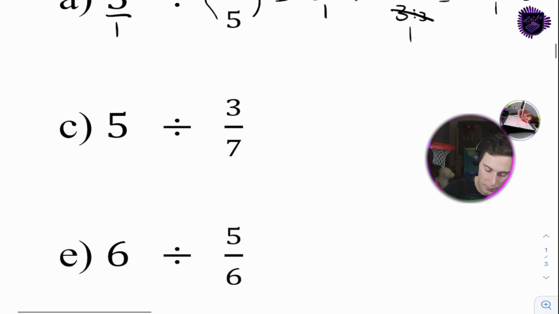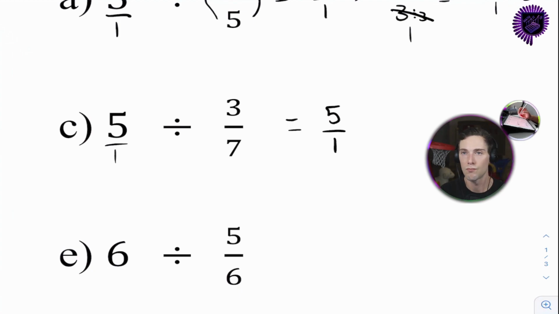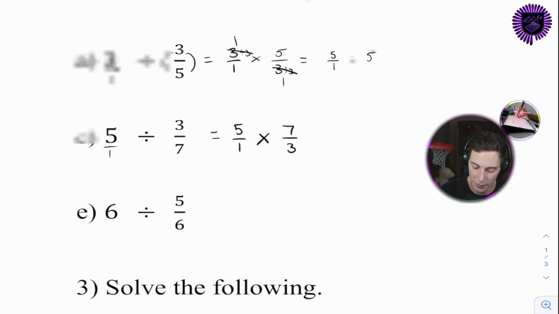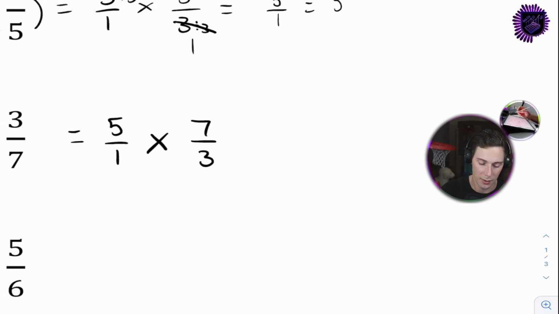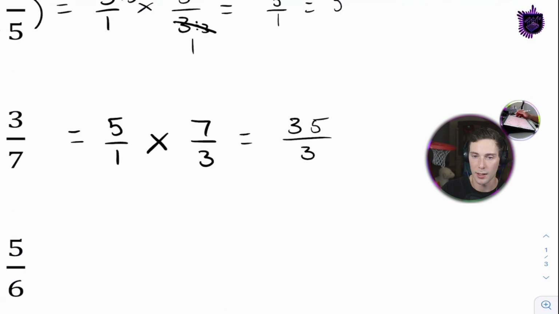2c. Remember, write this over 1. Our equivalent fraction statement equation is going to be 5/1 divided by, no, not divided by. We're changing it to multiplied by 7/3. Oh, we can't simplify anything out of this. Check to make sure it's right. Yep. Can't simplify anything out of this. This is just going to be a large number. This is going to be 35/3.